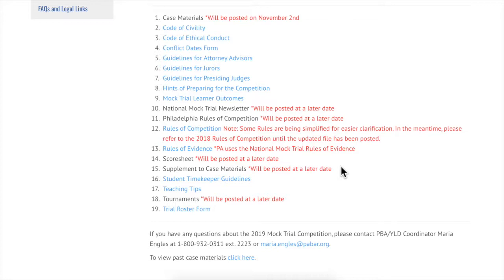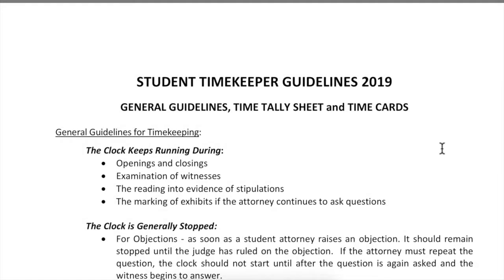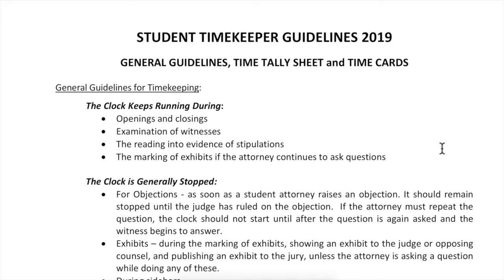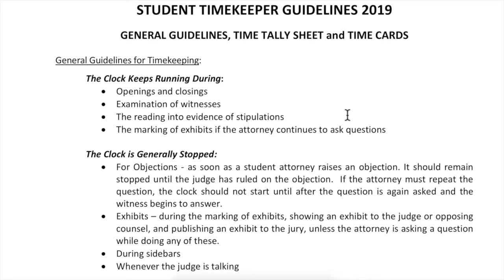The next section on the website deals with the Student Timekeeper Guidelines. General guidelines for timekeeping. Please note, the clock runs during openings and closings. There's 5 minutes for each speech. Clock runs for examination of witnesses, including cross-examination, the reading into evidence of stipulations, and marking of exhibits if the attorney needs to ask questions to authenticate exhibits.